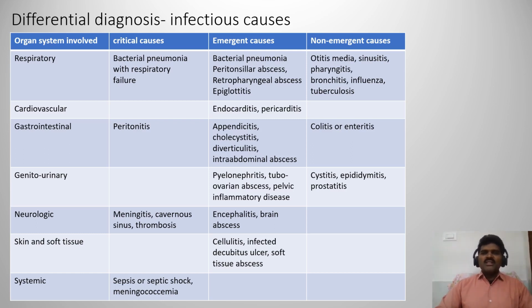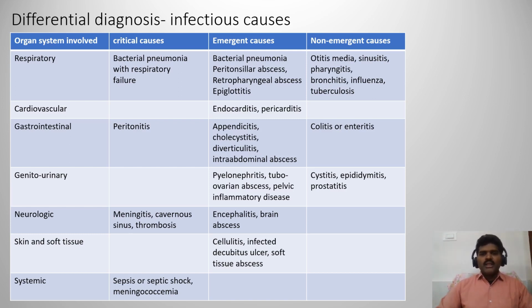In the neurologic system, meningitis, cavernous sinus thrombosis, or other venous sinus thrombosis fall in critical categories. Encephalitis and brain abscess are the emergent causes. Coming to skin and soft tissue infections, cellulitis, infected decubitus ulcer, and soft tissue abscess are the emergent causes. Systemic sepsis or septic shock along with meningococcemia are the critical causes. And there are some non-infectious causes.